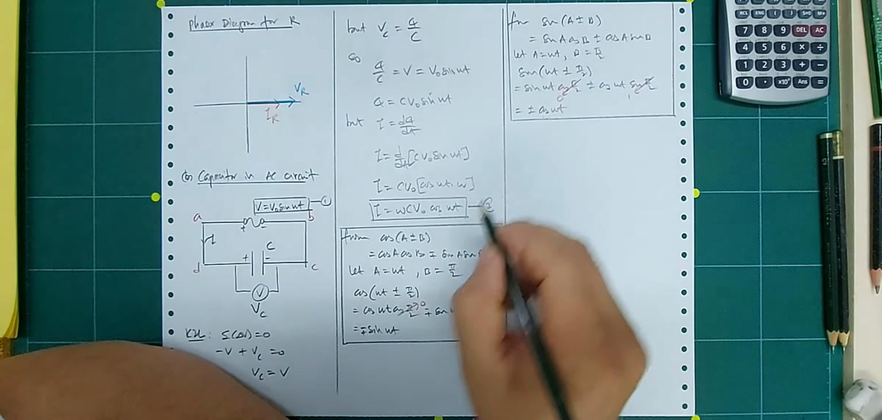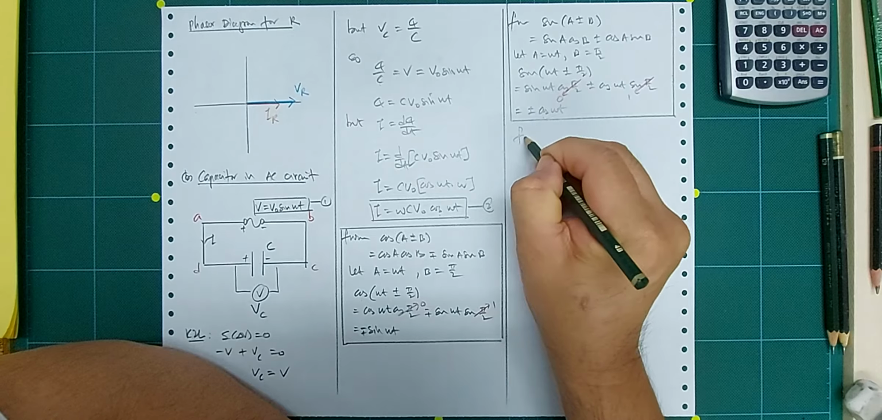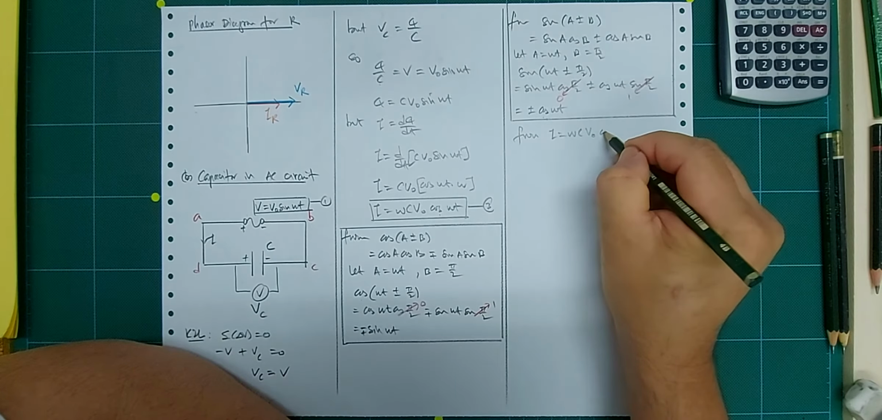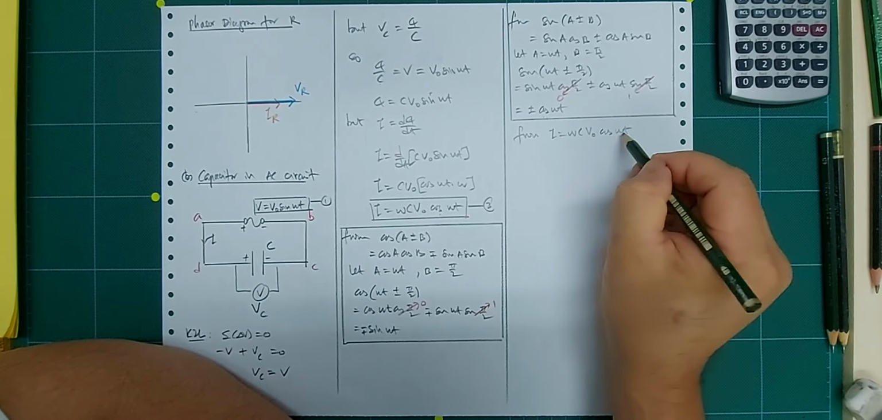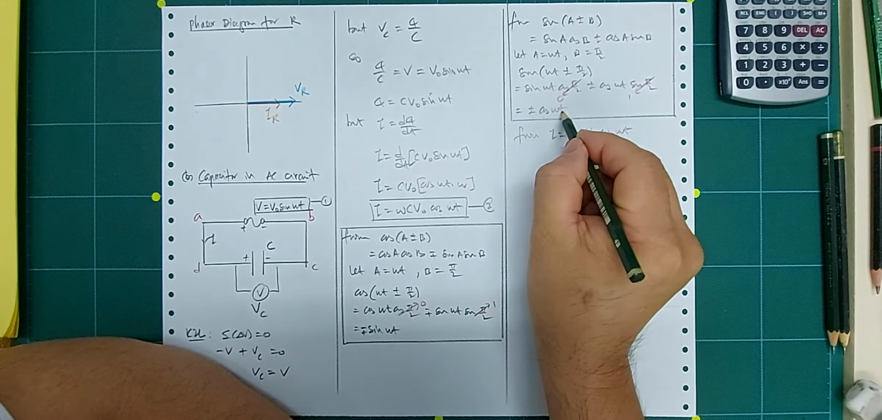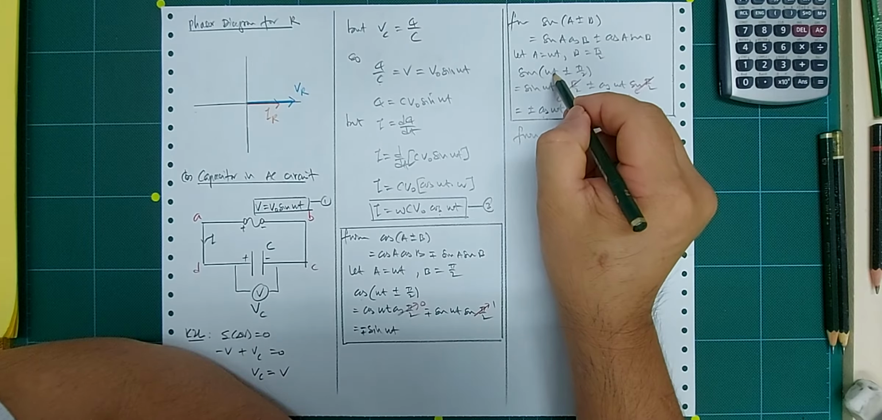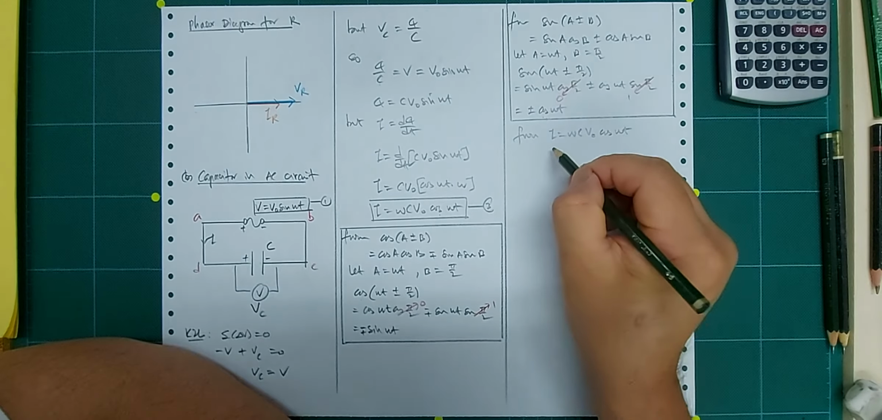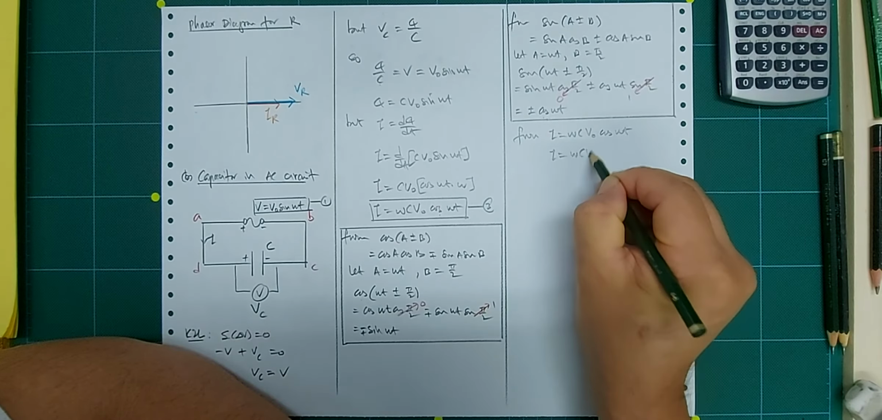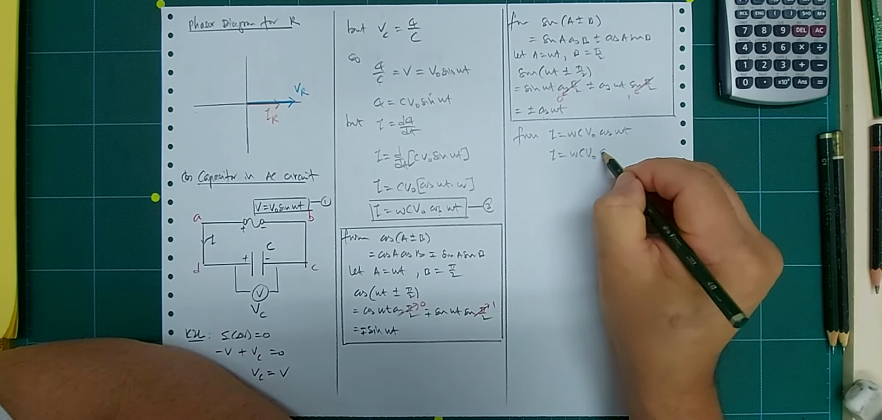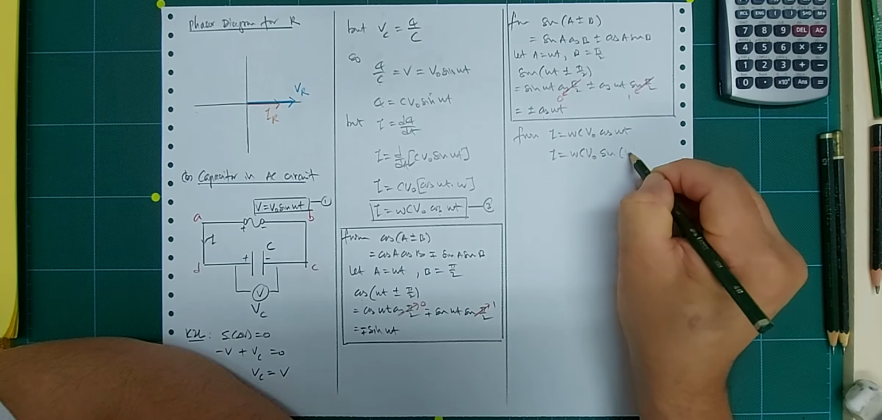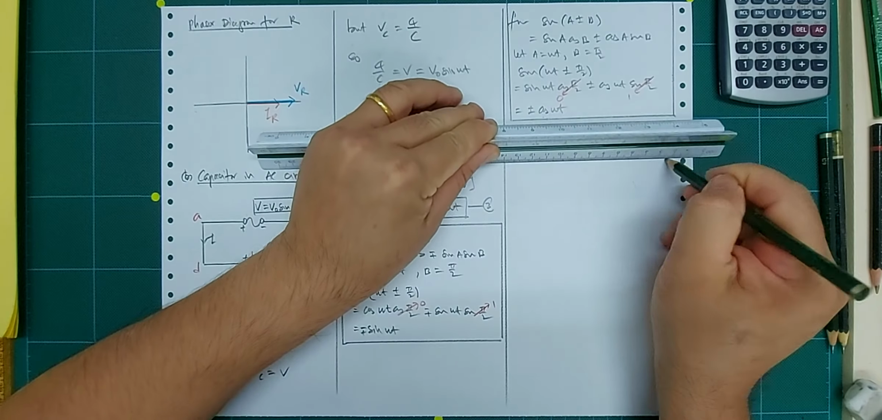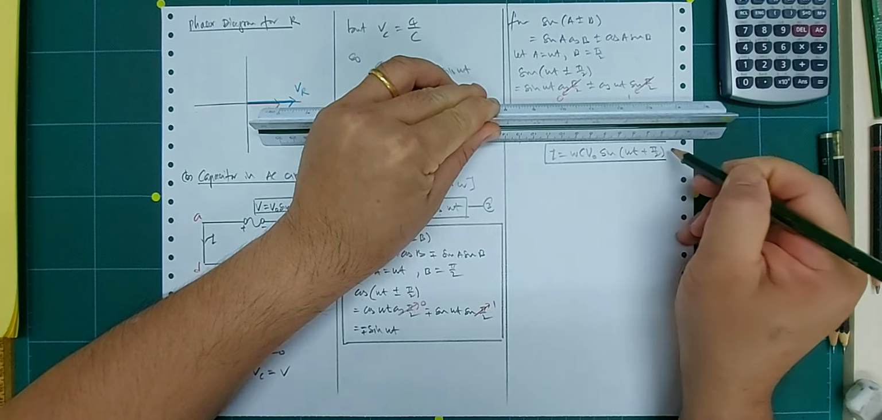We know our final answer for I, from I equal to omega C V naught cosine omega t. This positive cosine omega t can be replaced by sine. If we choose positive cosine omega t, we can choose positive pi over 2. So our current becomes omega C V naught sine of omega t plus pi over 2. That is our equation for the current.